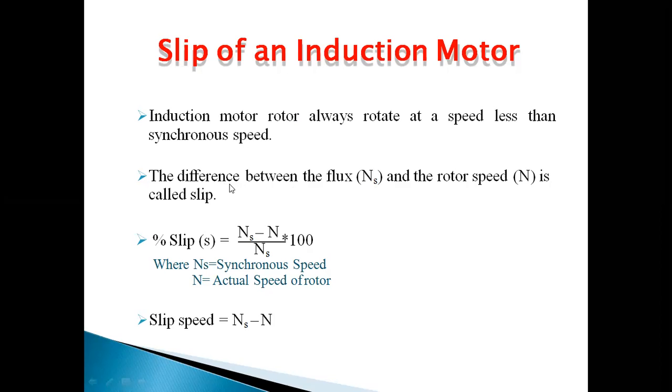So the difference between synchronous speed and the rotor speed is called slip. Here flux is written by mistake, but it should be synchronous speed. So the difference between synchronous speed and the rotor speed, we call that slip. And if you are supposed to derive the percentage of slip, you can write Ns minus N upon Ns into 100. So you will get the percentage slip. And slip is Ns minus N.